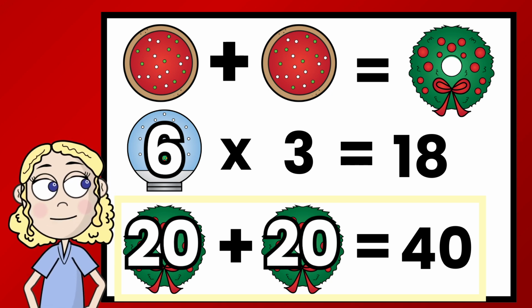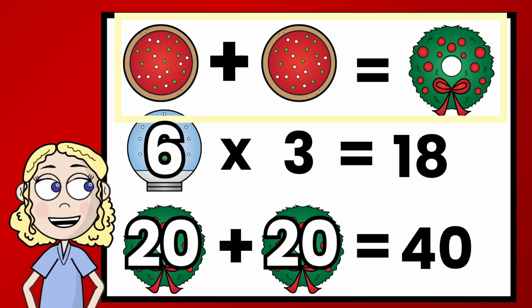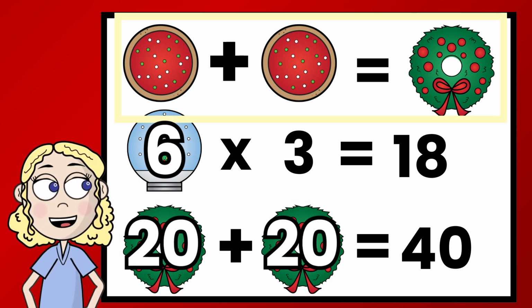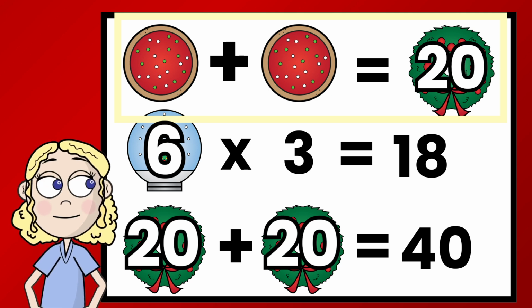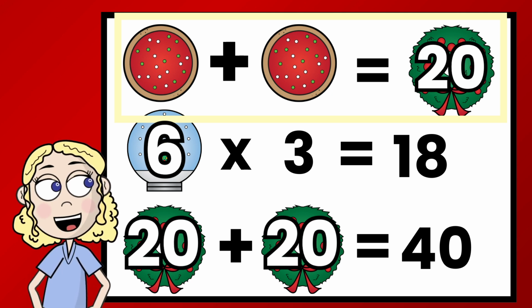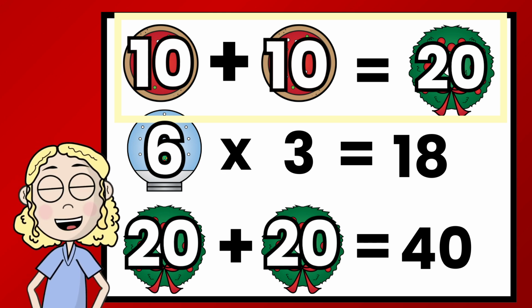Now let's go back up to the first problem. Cookie plus cookie equals wreath. So now we know the wreath represents 20. What plus what, that's the same number, equals 20? 10. So the Christmas cookies represent 10. Did you get it correct?